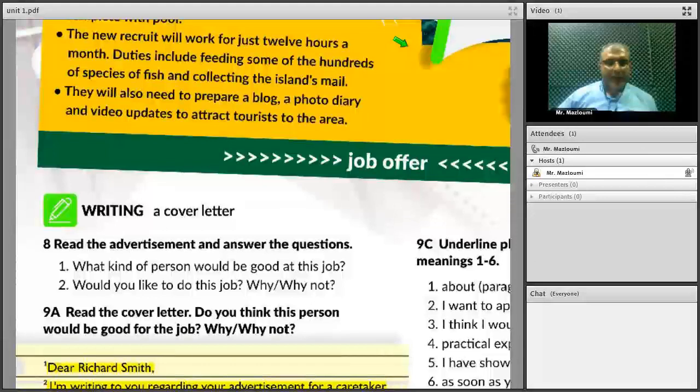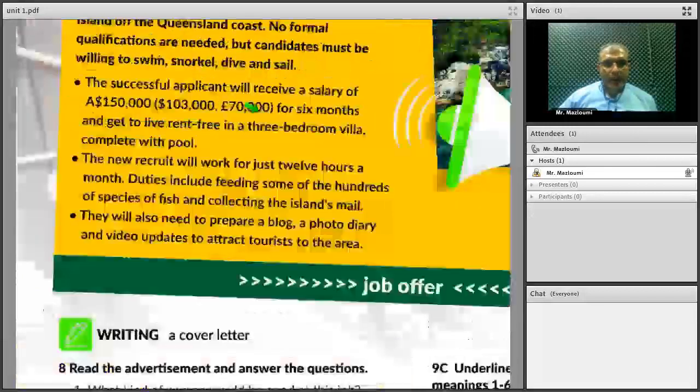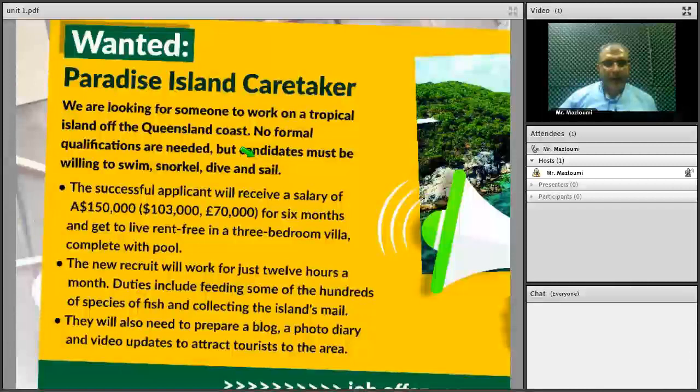Exercise 8. Read the advertisement and answer the questions. 1. What kind of person would be good at this job? 2. Would you like to do this job? Why and why not? Well, here, everyone, you can see a job advertisement. So there's a vacancy. They're looking for, let's say, an island caretaker. Okay, let's take a listen to the advertisement.